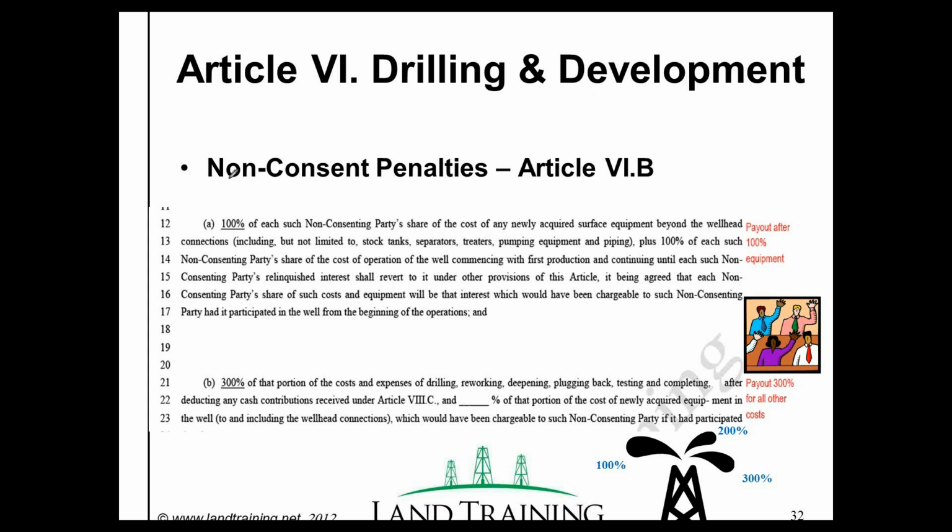So that is why it's called a non-consent penalty. But think of it as rewarding these folks that agreed to stay in. That is what the purpose of it is. So that is the Article 6, the heart of the joint operating agreement. As I said, once you understand this, you understand the joint operating agreement.